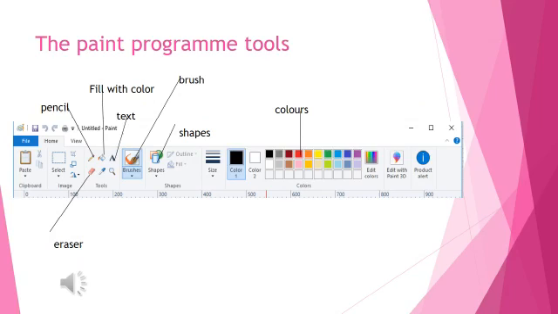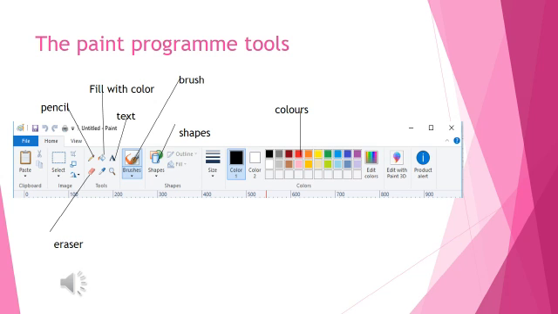The Paint program tools. At the top of the Paint window, you've got the words File, Home and View. When you're in the Home tab, there are the items shown on my screen. You'll notice there's a pencil. A pencil is used for freehand drawing. There's Fill with color, that is used for putting color to your items. There is Text. Text is used for typing. If you want to type a name, type some paragraphs or stories, you use Text.